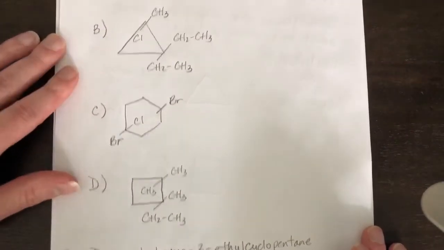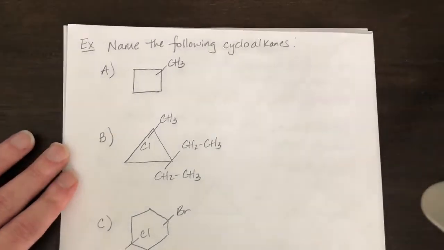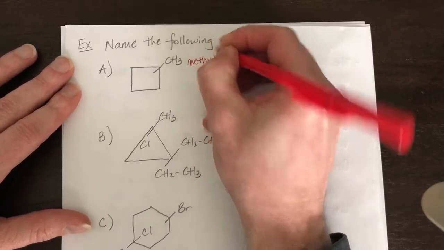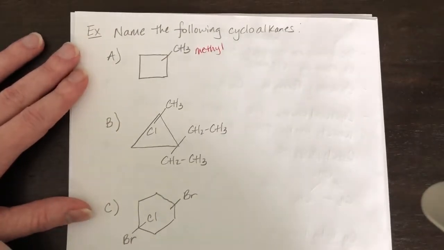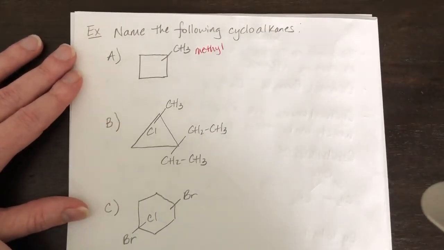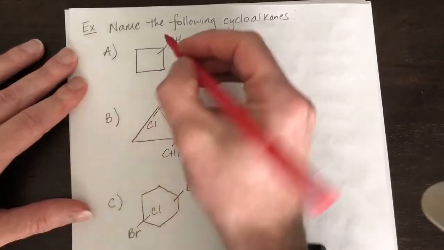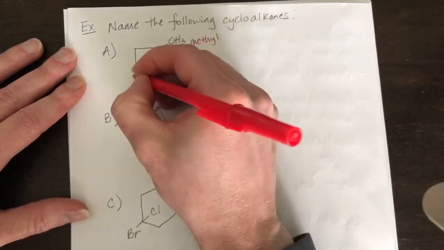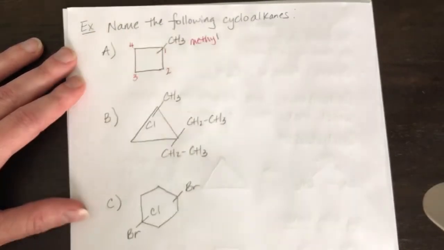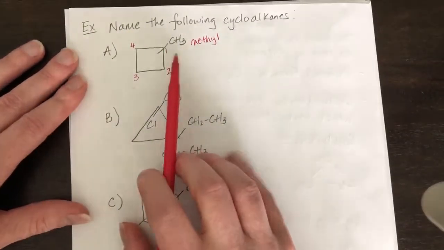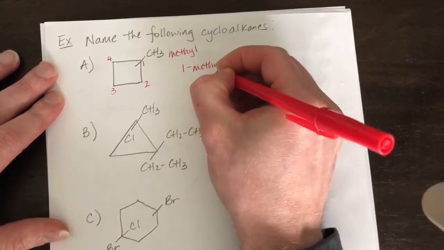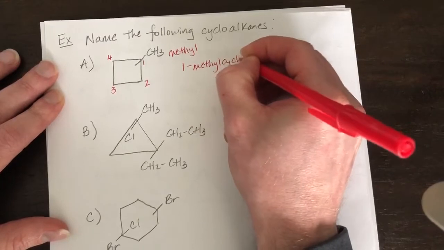Okay, so we're going to name the following cycloalkanes. As before, we said that this was a methyl group, and our longest chain of carbons. We want a number to where they get the lowest numbers possible. So this is going to be the one carbon, 2, 3, 4, because you want it to get the lowest numbers possible. So this is going to be 1 methyl cyclobutane.